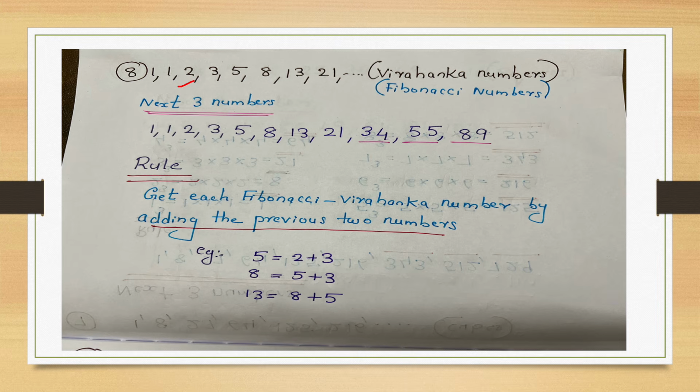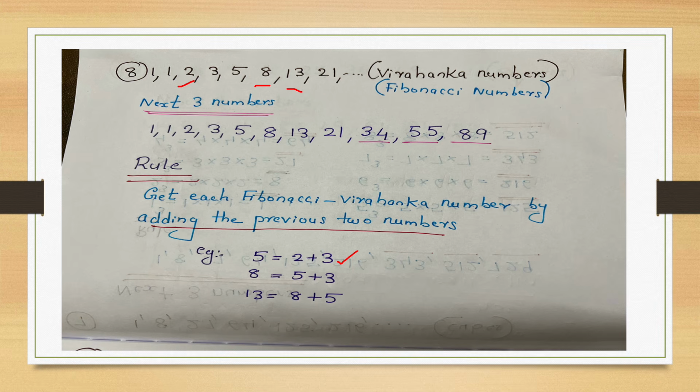Then, how did you get 5? Just add the previous two numbers. So, 2 plus 3. Okay, 5. Then, how did you get 8? You add the previous two numbers. That is 5 plus 3, 8. Then, 13. How did you get? You just add the two previous numbers. 8 plus 5. It is 13. So, up to 21 is given.